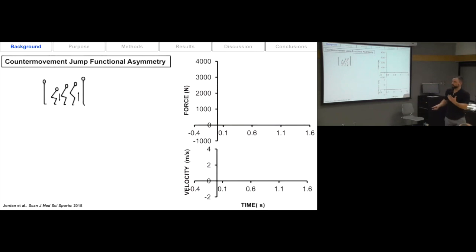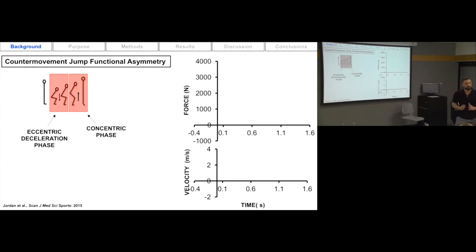So what we did with a counter movement jump, which is a jump where you've got hands on the hips and you start standing, it would be a jump like you would execute if you were just doing one normally, and the athlete drops down and jumps up. So you have a pronounced deceleration phase in the bottom of the movement, and then you have a concentric phase where the athlete is coming back up into the air.